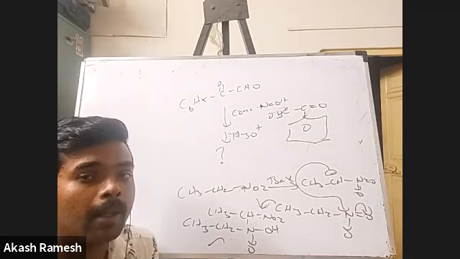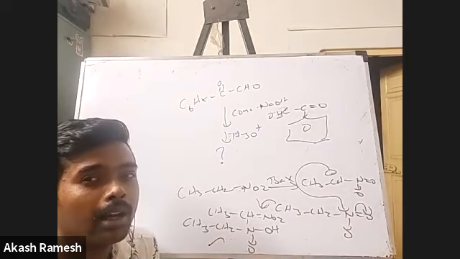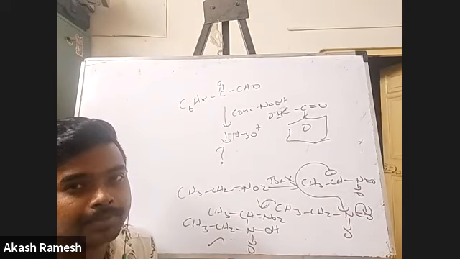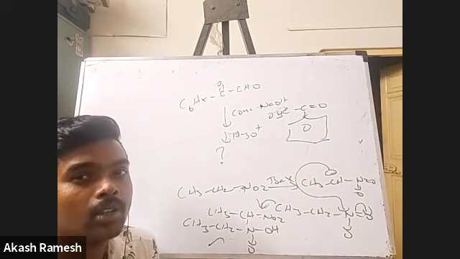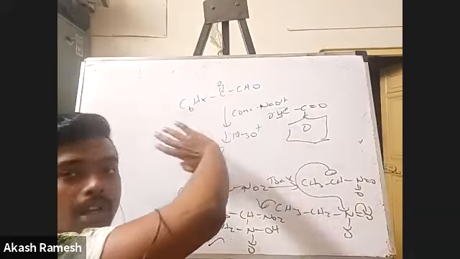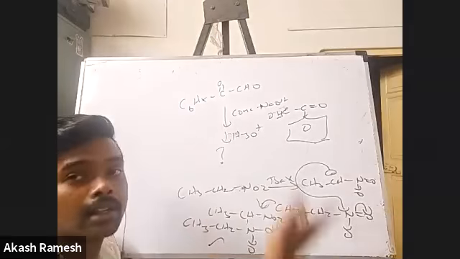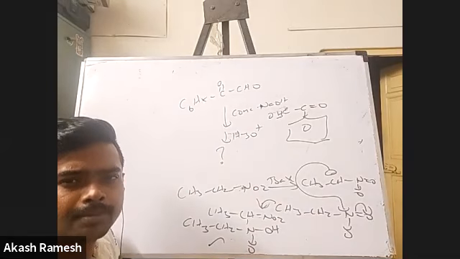Now, this is an example of an intramolecular Cannizzaro reaction. So you should not take two moles of this compound. One of the carbonyl groups will get oxidized, the other carbonyl group will get reduced. It is as simple as that.